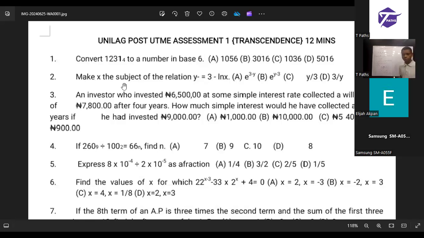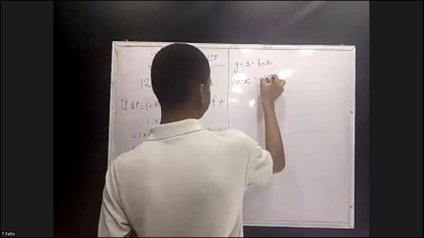The next question says, make x the subject of the relation y equals 3 minus log of x. So it says y equals 3 minus ln x, or the log of x. So I'm to make x the subject of the formula. The first thing I want to do is make ln x stand alone. So I have ln x is equal to 3 minus y.